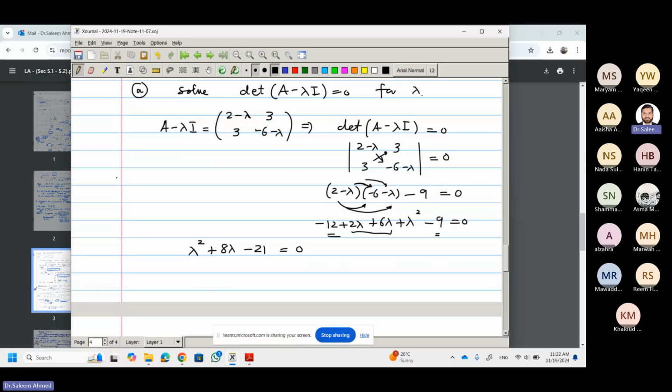This is minus 2 lambda. I don't know why I wrote plus. This is minus 2 lambda. When 2 gets multiplied by minus lambda, it's minus 2 lambda. So this is 4 lambda.